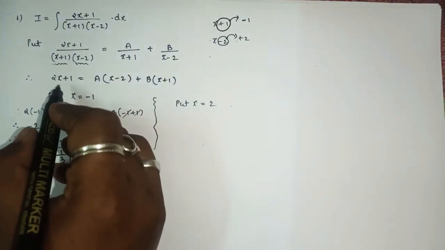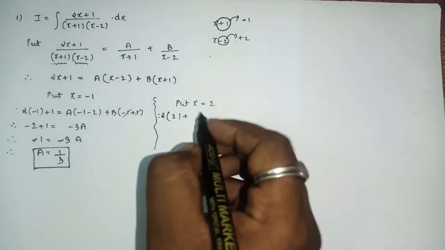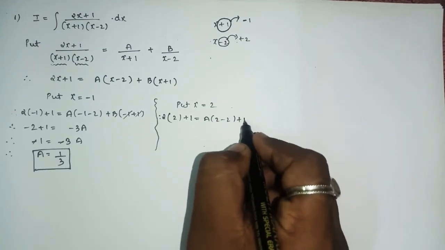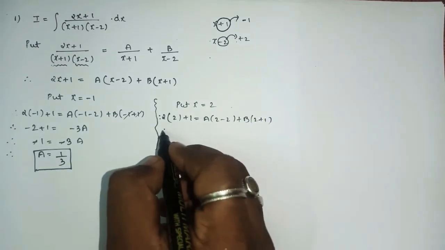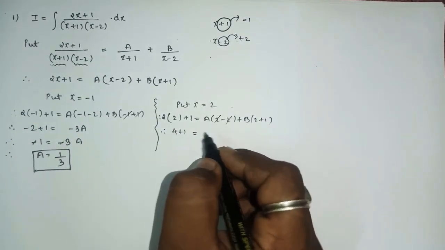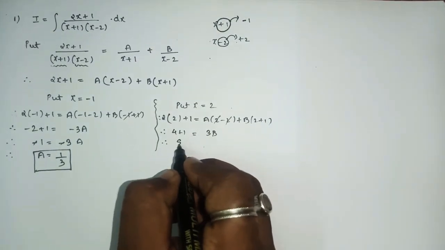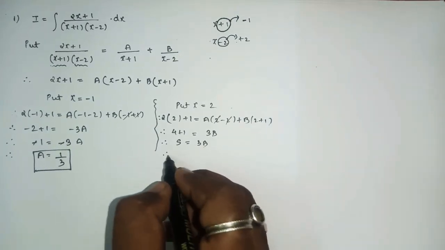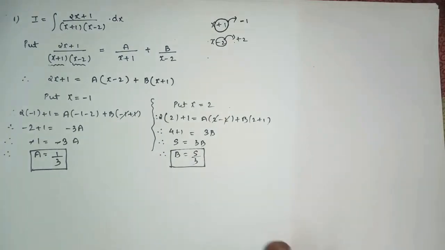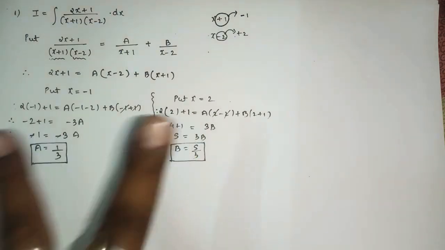In the second case, wherever you see x, simply substitute the value, replace the value of x by 2. Okay, so this will be what? 4 plus 1 equals to 2 will get cancelled, so 0 into a number will be 0, leave that part. So 2 plus 1 is 3, so this will be 3b. So 5 equals to 3b, so therefore we can say b will be equals to 5 by 3. So here we got the value of a and b. I hope you all understood how to find the value of a and b by using the second method.